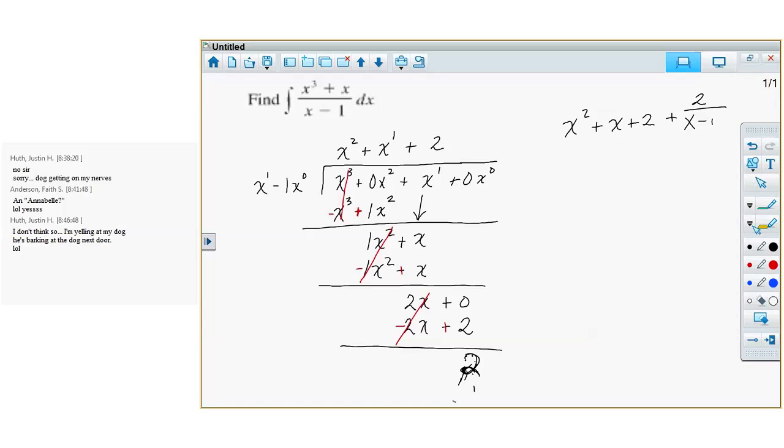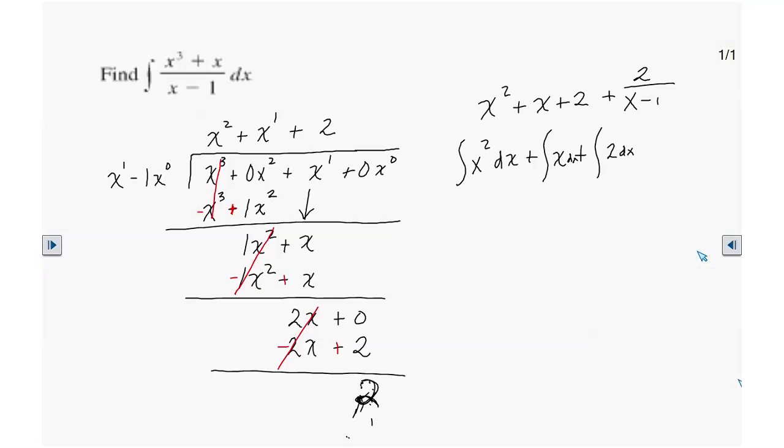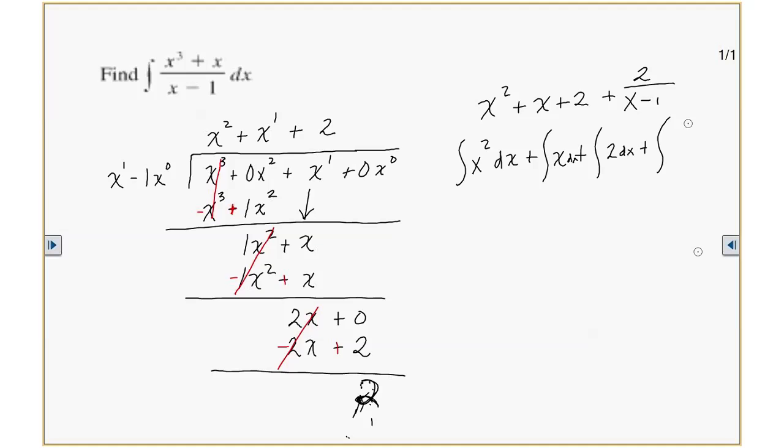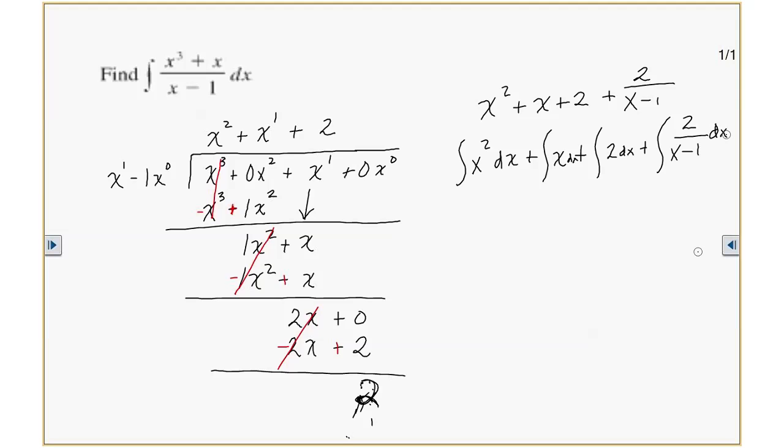All right, so what will it be? Somebody tell me how you set up your integral. The integral of x squared dx plus the antiderivative of x plus the antiderivative of 2. Oops, I'm sorry. Don't forget the dx. Plus the antiderivative of 2 over x minus 1 dx. Finish it out.